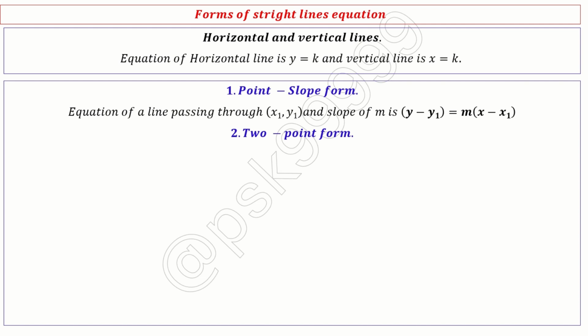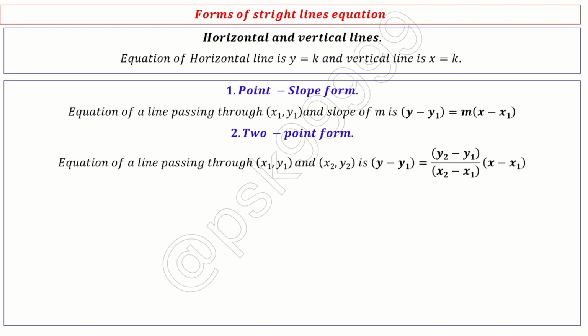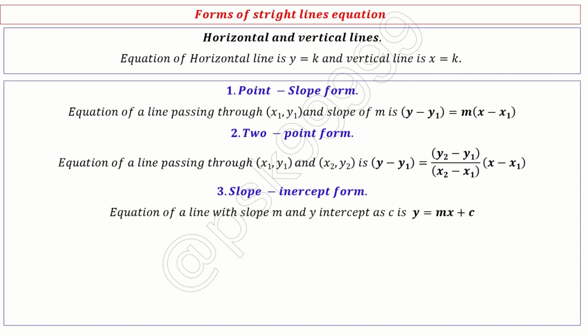And if it is in two-point form, meaning two points are given, I can derive the slope and then apply the same formula. So y minus y1 equals (y2 minus y1) divided by (x2 minus x1) into (x minus x1). Same thing. Now, slope intercept form means I am given a slope and the y-intercept. If the slope is m and the y-intercept is c, then the equation is y equal to mx plus c. This is the most used form of the straight line, and a lot of problems are based on this.